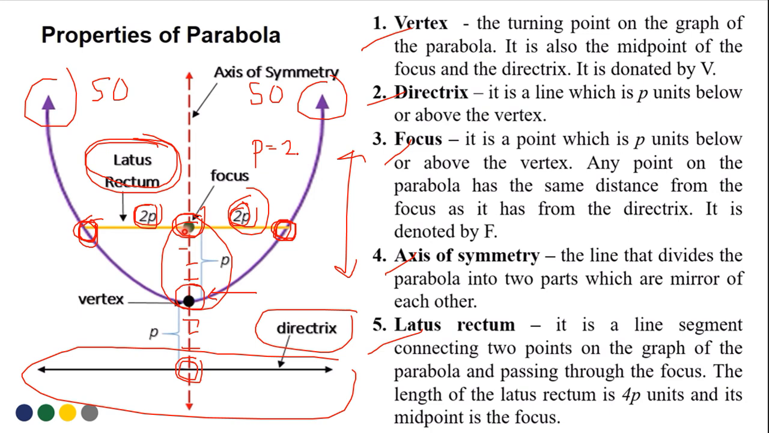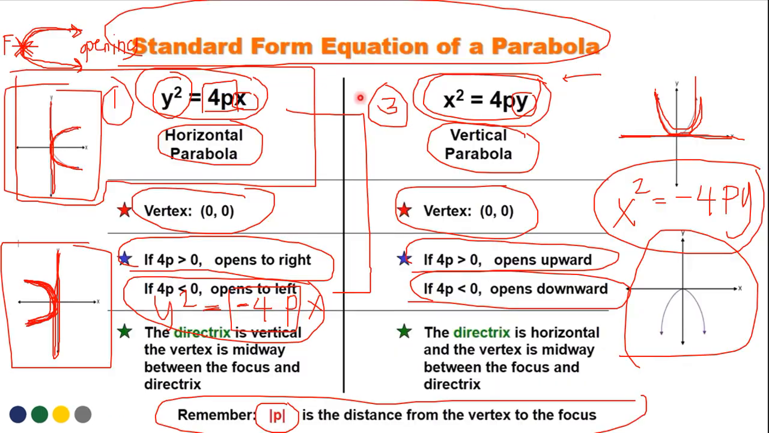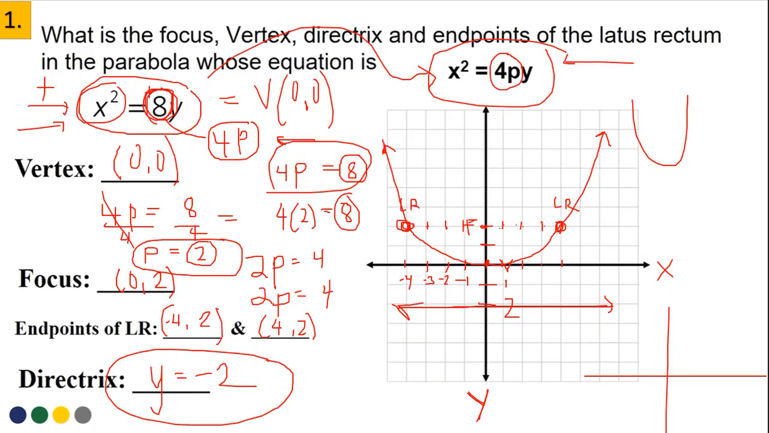Di ba 2p natin? Ano yung formula na binigay ng latus rectum na isa? Di ba 2p? So magiging 4 times 2. 2 times 2 is 4. So maraming way para makuha natin yung latus rectum.